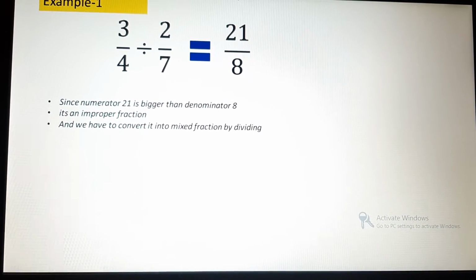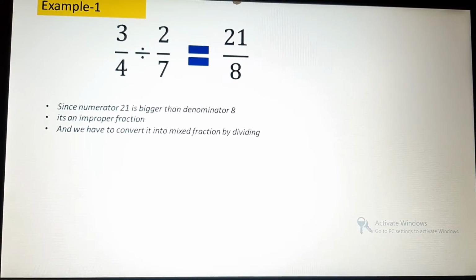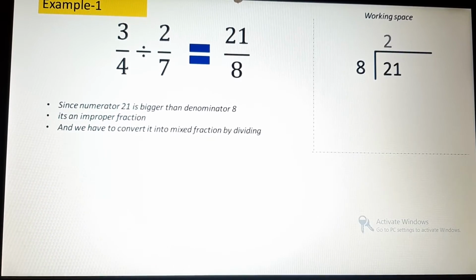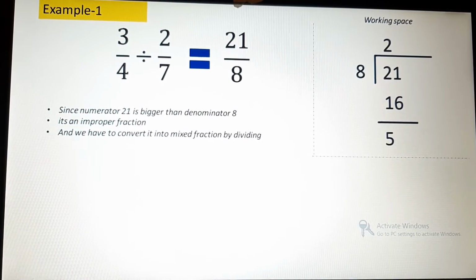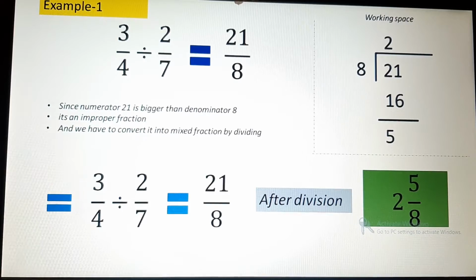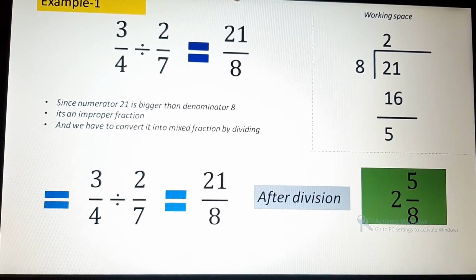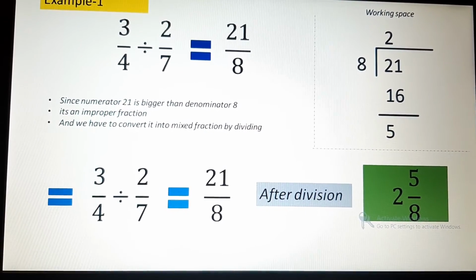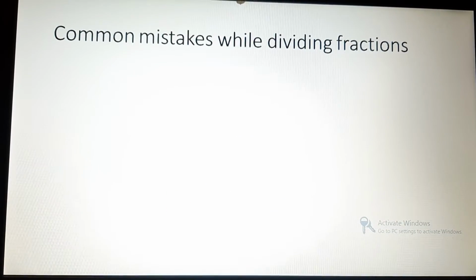But as you have learned in your previous lessons, whenever the denominator is smaller than the numerator, this is an improper fraction. So we have to make use of our working space and we will divide 21 by 8 and we are going to get 2 whole 5/8. So we have converted the improper fraction into a mixed fraction. So the answer to example number 1 is 2 whole 5/8.